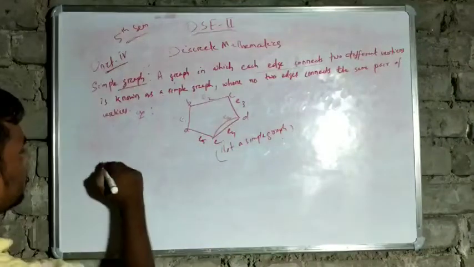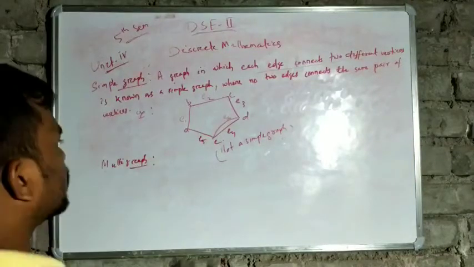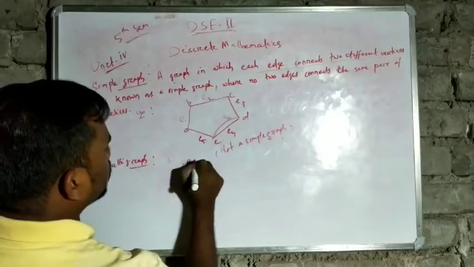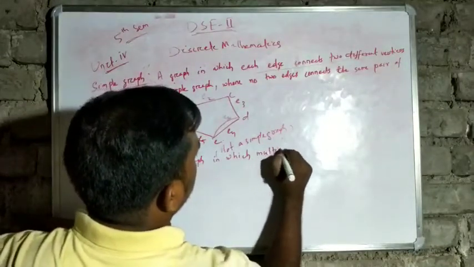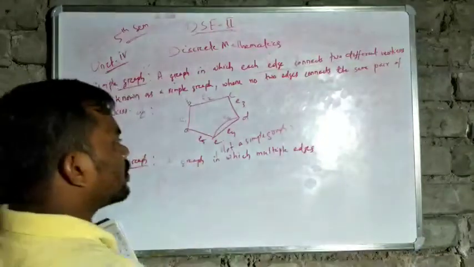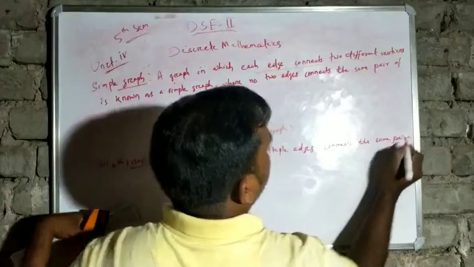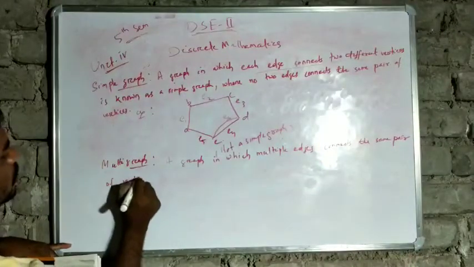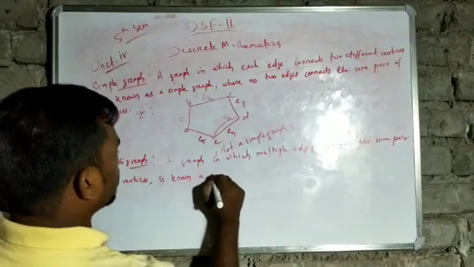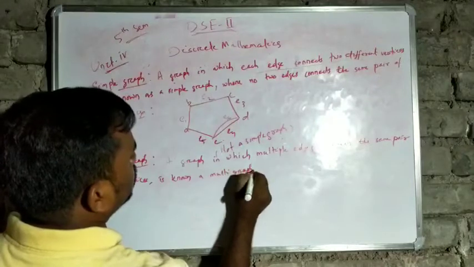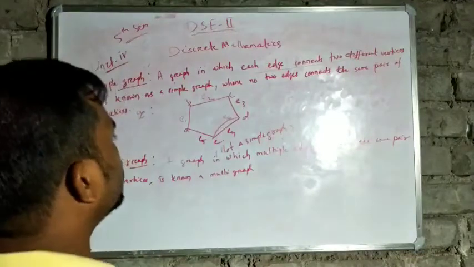So what is a multigraph? A graph in which multiple edges connect the same pair of vertices is known as a multigraph. Okay. Another example.